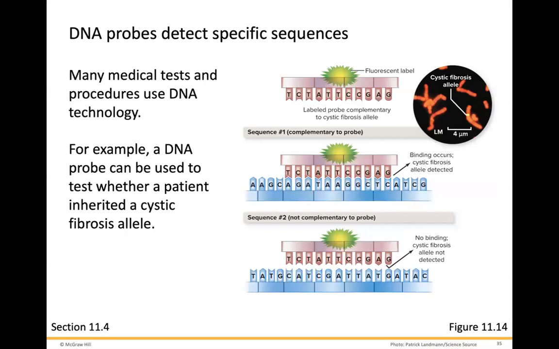Okay, moving along. Another type of DNA technology is the use of DNA probes to detect specific sequences. Many medical tests and procedures use DNA technology. For example, a DNA probe can be used to test whether a patient has inherited the cystic fibrosis gene. They have a probe, which is a sequence of DNA that has a fluorescent label. They can mix that with some DNA, and if they see it light up on the chromosome there, that's an indication that they potentially have that gene.